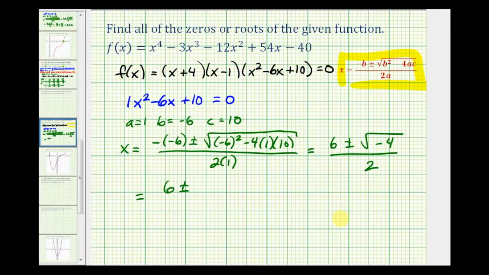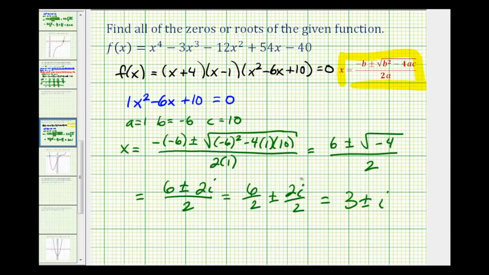The square root of negative 4 is negative 1 times 4. Square root of negative 1 is i. Square root of 4 is 2. So we have 6 plus or minus 2i all over 2. And again, we need to be careful when simplifying here. We cannot simplify just the 6 and the 2 here, because we cannot simplify across addition or subtraction. My suggestion is to break this up into two fractions. We have 6 over 2 plus or minus 2i over 2, which would just give us 3 plus or minus i. These are our two remaining zeros, and again, notice how we have two complex zeros.